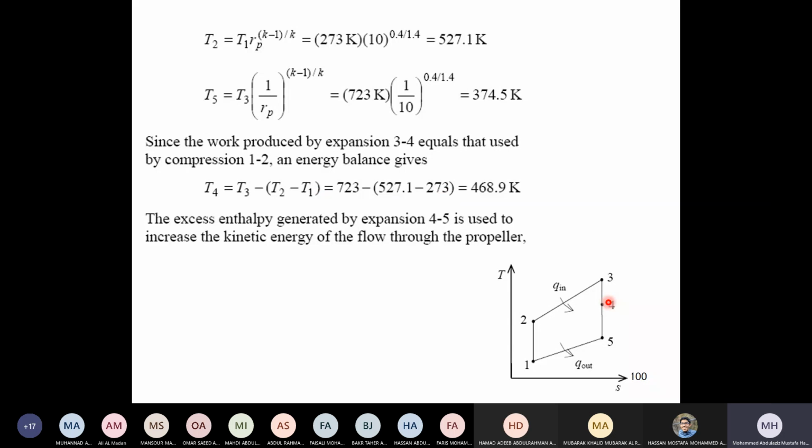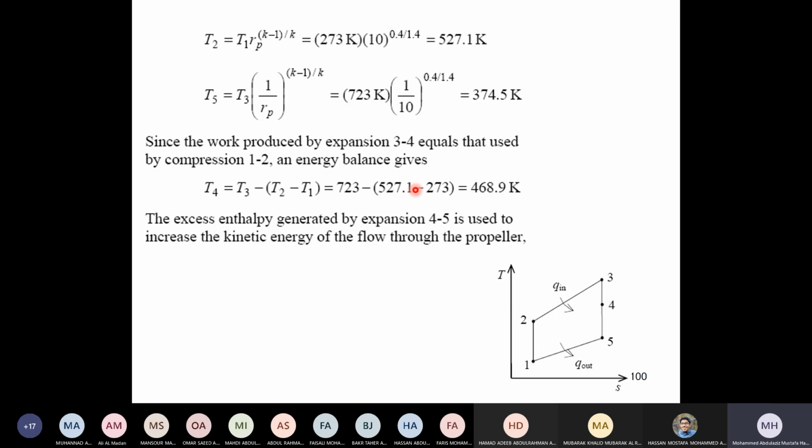Please remember this. T4, you cannot get it from an equation like that. This is not correct, because Rp is the pressure ratio from here to there. But the thing here is that the turbine work is connected on a shaft with the compressor work. So the turbine work will be equal to the compressor work. Therefore, I apply this equation and get T4.